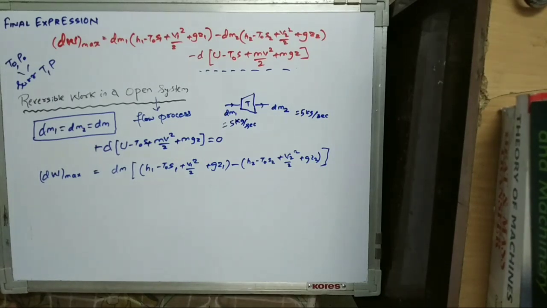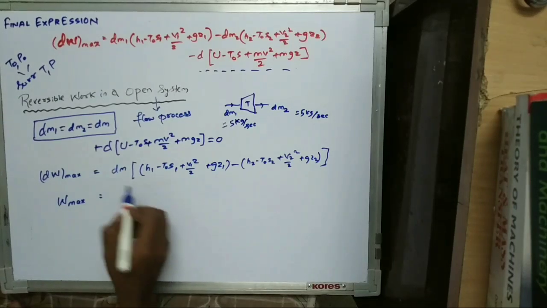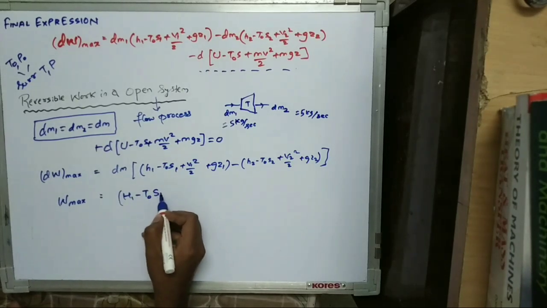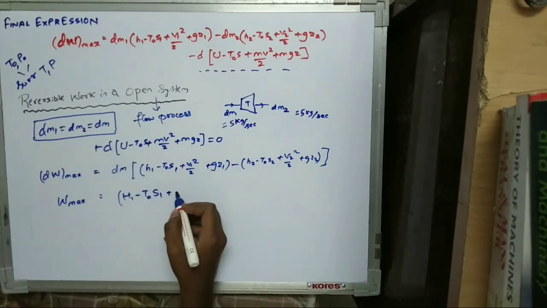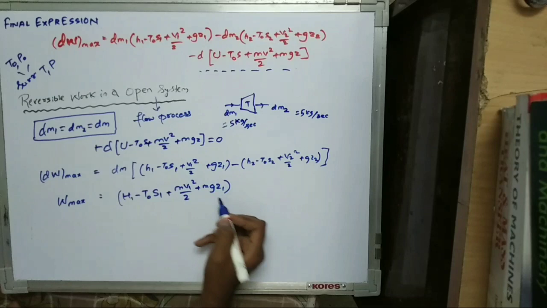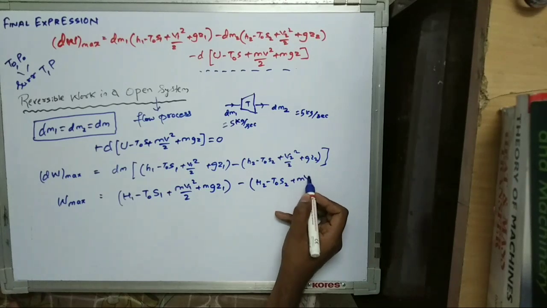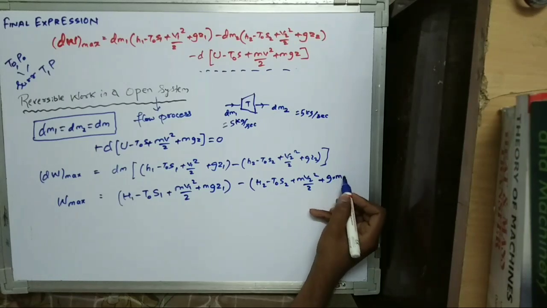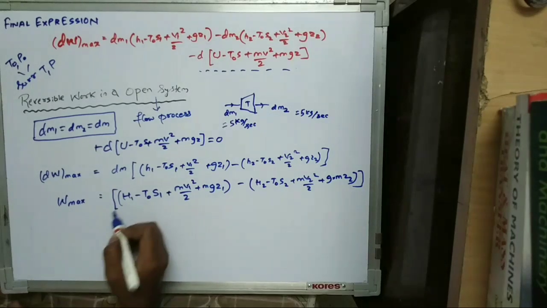Now if we take the integral form of this equation, then W max, multiplying by the mass inside, becomes capital H1 minus T0 capital S1 plus m v1 square by 2 plus m g z1, minus (H2 minus T0 S2 plus m v2 square divided by 2 plus m g z2). Clear?